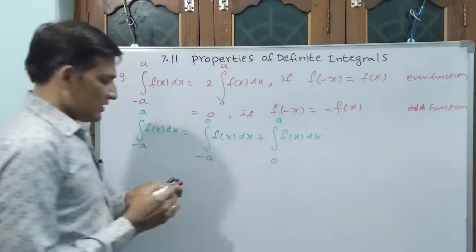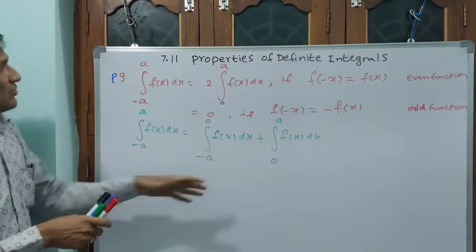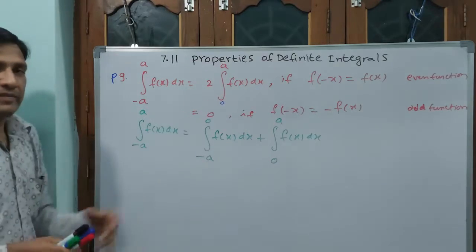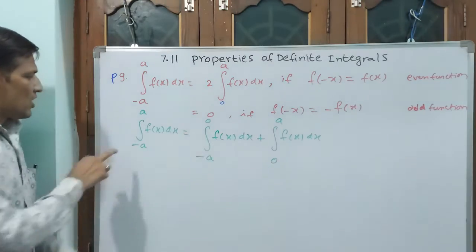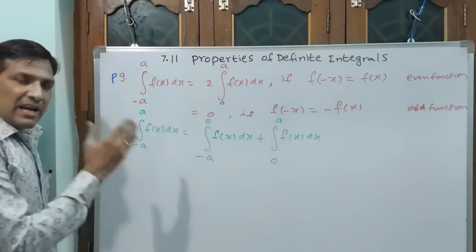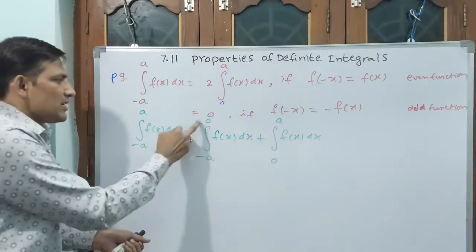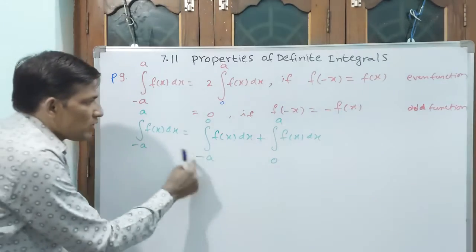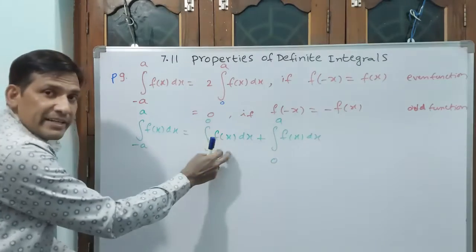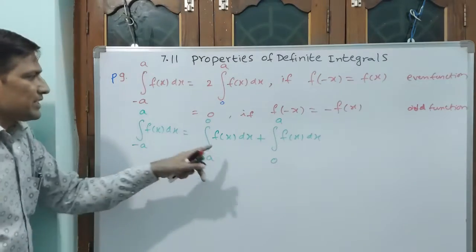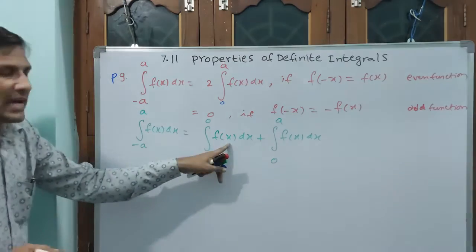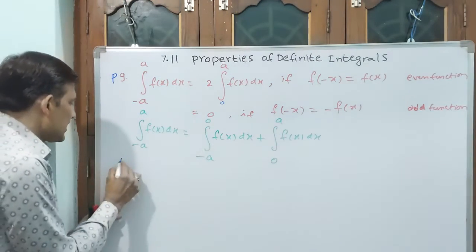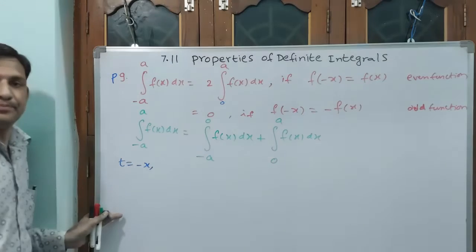Is it okay? First you see. This is not equal to this one. Here 0 to a is there, 2 times f of x is there. That is different. But here minus a to a means this interval I have split into 2 parts: minus a to 0, 0 to a, f of x dx. Okay. Now you see, I am taking only this one, the RHS first integral. See what I am doing. I am taking t as minus x. Let t is equal to minus x.